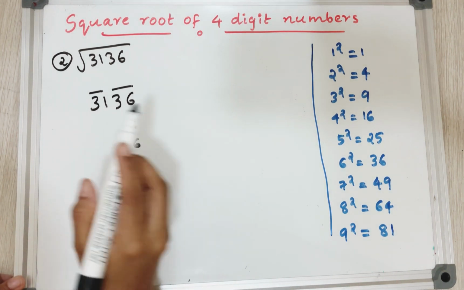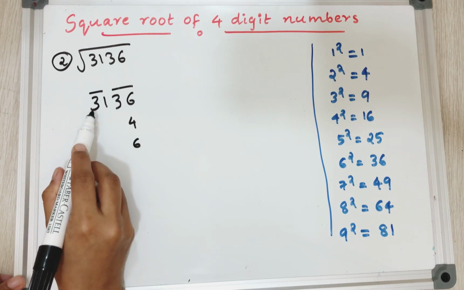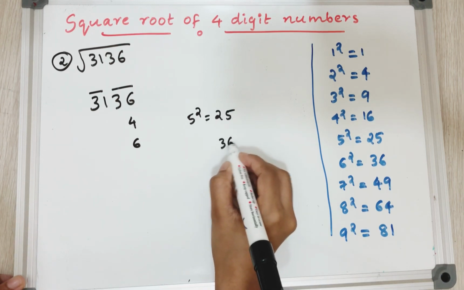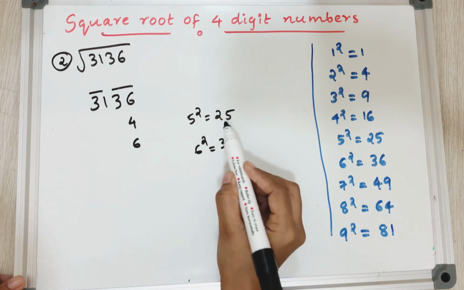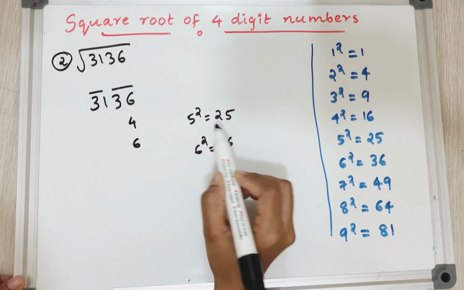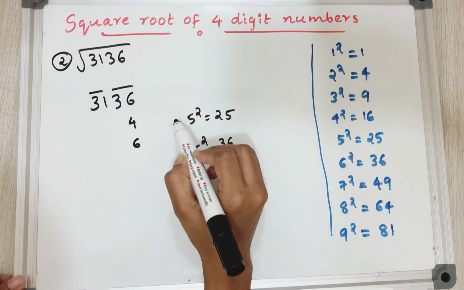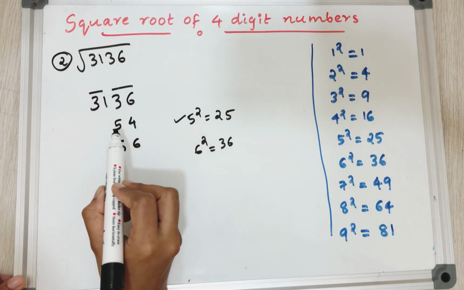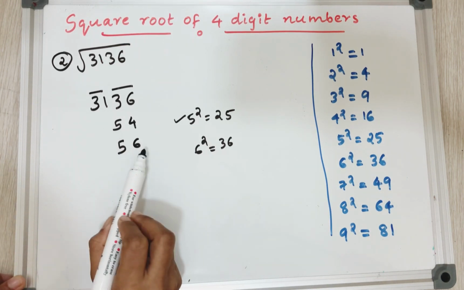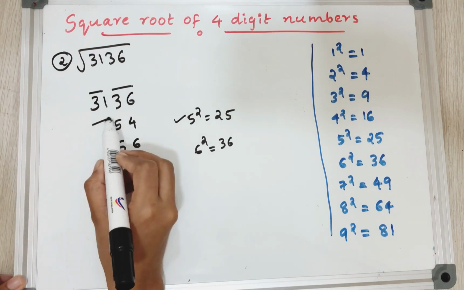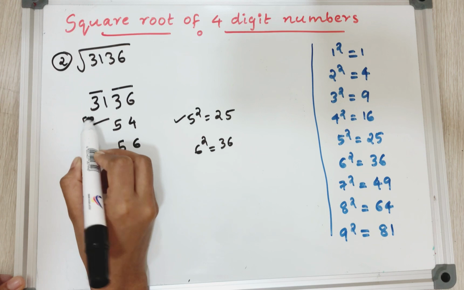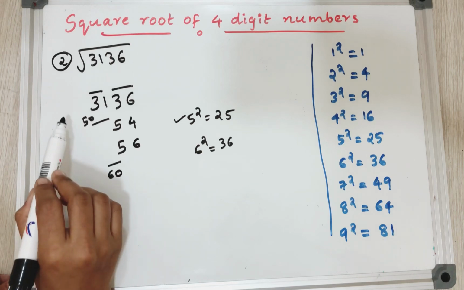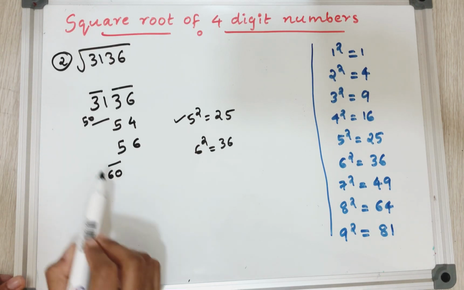Now consider this pair 31. See, 31 lies in between 5 square, 25, and 6 square, 36. That is, 31 lies in between the perfect squares 25 and 36. So choose the smaller one, 5. Next step, we have to check whether the answer is 54 or 56. For that, we are choosing the numbers: 54 is close to 50 and 56 is close to 60. We are choosing these numbers because it's easy to find the squares of numbers ending with a 0.